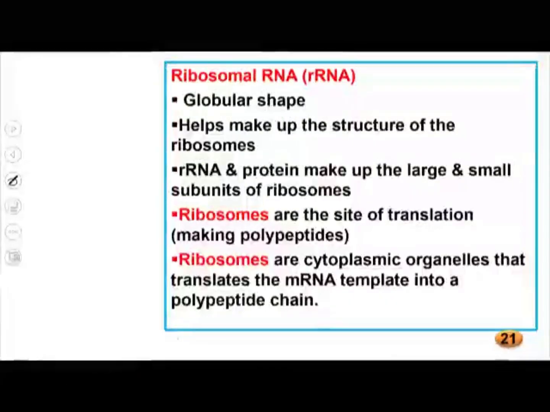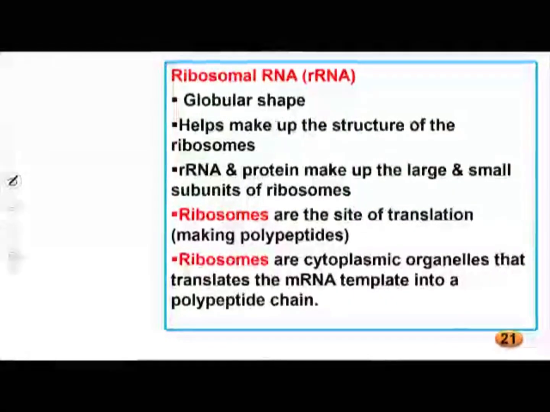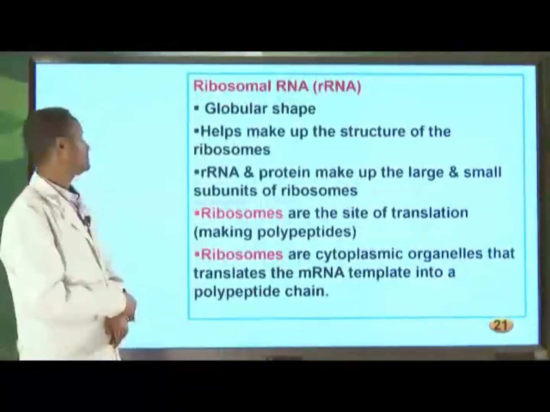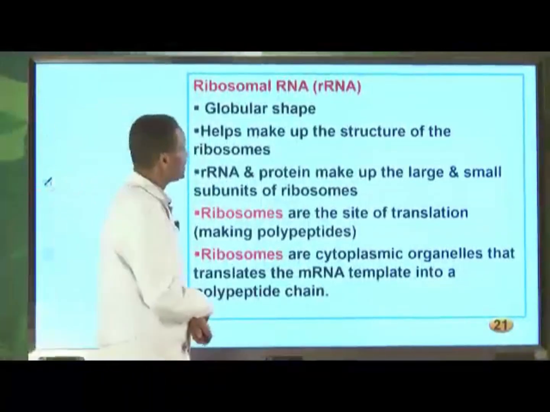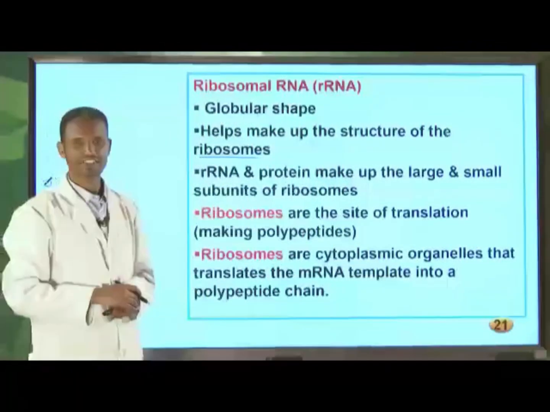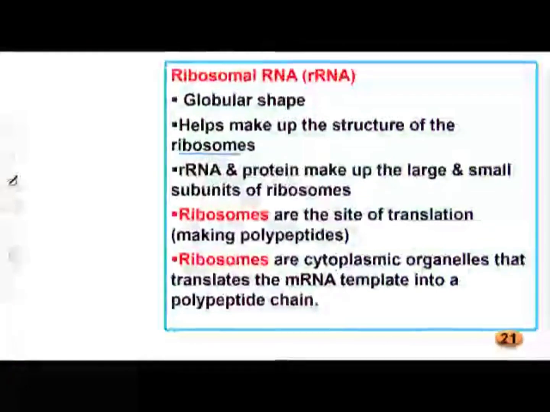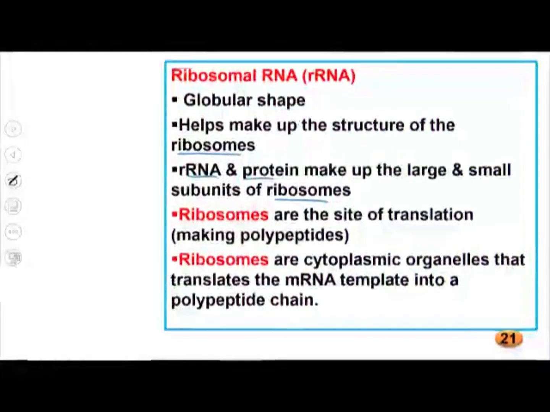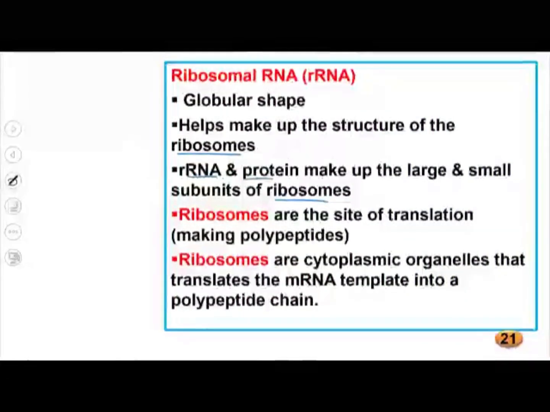The third type of RNA is ribosomal RNA. Ribosomal RNA is globular in shape and helps make up the structure of the ribosome. One of its functions is to make the structure of the ribosome. Together with protein, ribosomal RNA can make the large unit and the small unit of the ribosome.